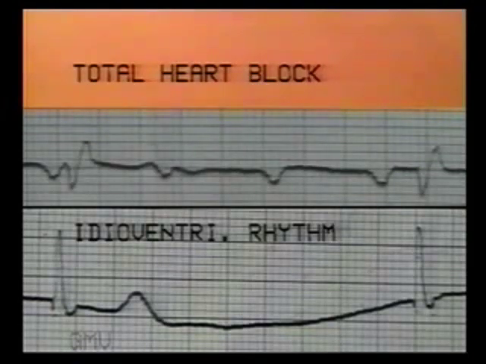In total heart block, the SA node is functioning, so P waves are present, but the impulse is not reaching the ventricles across the AV node, so ventricular rhythm has started. While in idioventricular rhythm, the SA node itself is not functioning, that is, there is sinus arrest, so there are no P waves and ventricular rhythm has started as an escape rhythm.